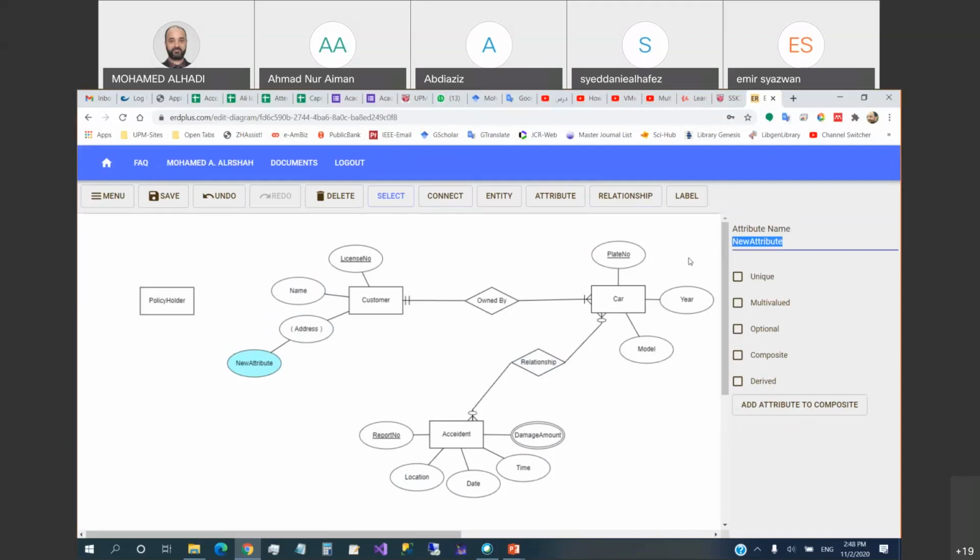So maybe house number, or maybe another one called, for example, city. Another one called state, and another one called postal code. Okay, so this is the meaning of composite attribute.